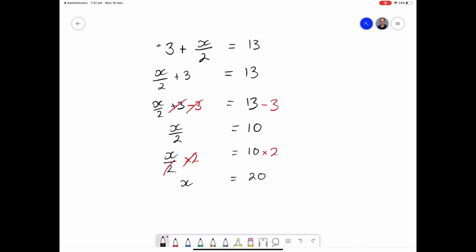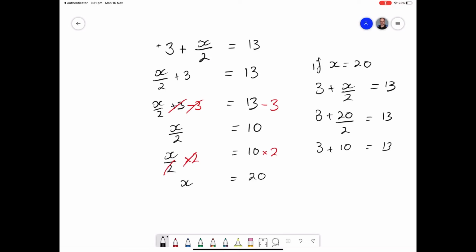Again, we should always check. So if x is equal to 20, 3 plus x over 2 is equal to 13. Let's substitute in our 20. So 3 plus 20 over 2 equals 13. We will do our division first. So 3 plus 20 over 2, of course, is 10, is equal to 13. And 3 plus 10 is 13, being equal to 13. Yes, it is. So, of course, that is correct.